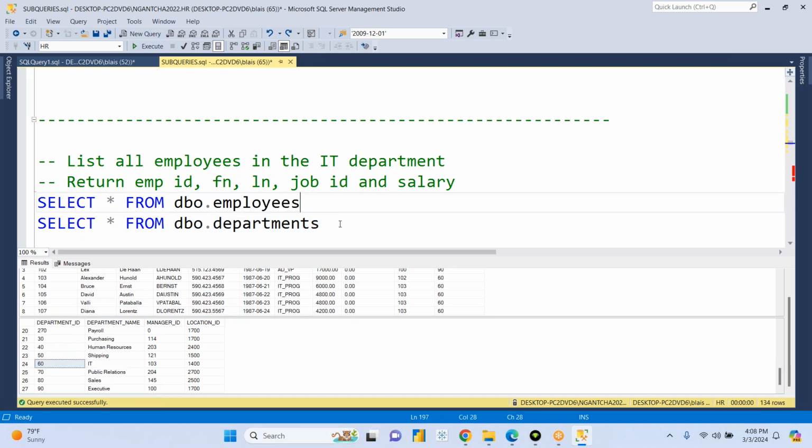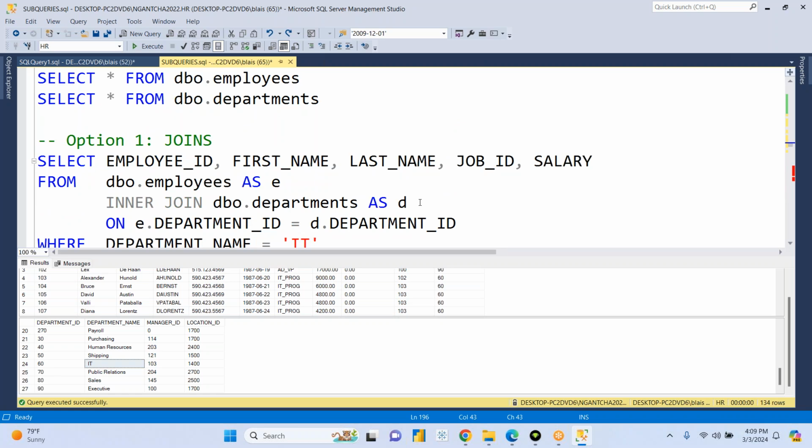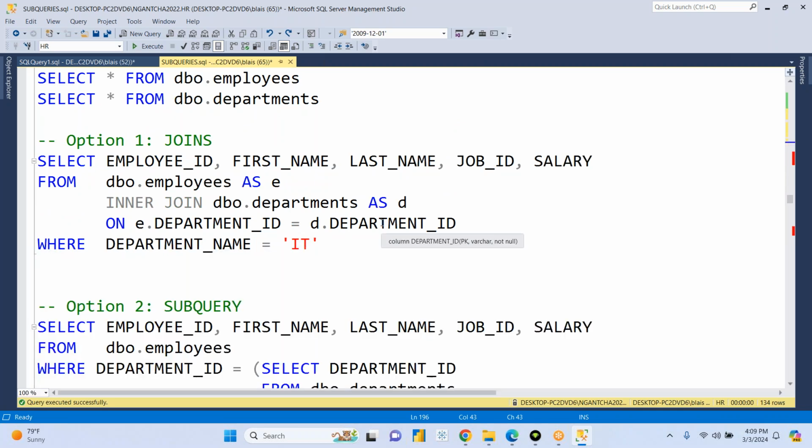So you can solve this question first by joining the two tables so that your where clause will carry where department name equal IT. And you end up listing the employee ID, first name, last name, job ID and salary for employees in the IT department. That explanation is what is carried in option 1, the join approach. Target the two tables and join them. This is the employees table, inner join the department table.